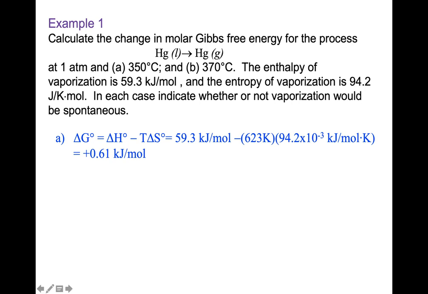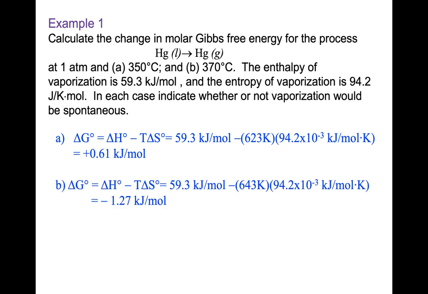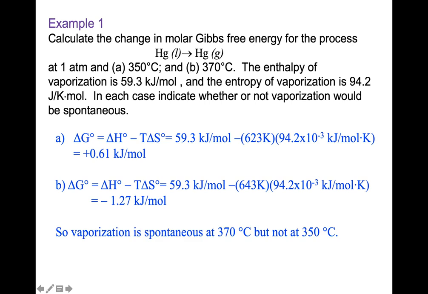So I find that at 623 Kelvin, or 350 degrees Celsius, I get a positive 0.61 kilojoules per mole for delta G, not spontaneous. If I do the same calculation, only 20 degrees higher at 370 Celsius or 643 Kelvin, we find that we get a negative delta G, right? A negative 1.27 kilojoules per mole. So it is spontaneous at 370 degrees Celsius, but not spontaneous at 350 degrees.